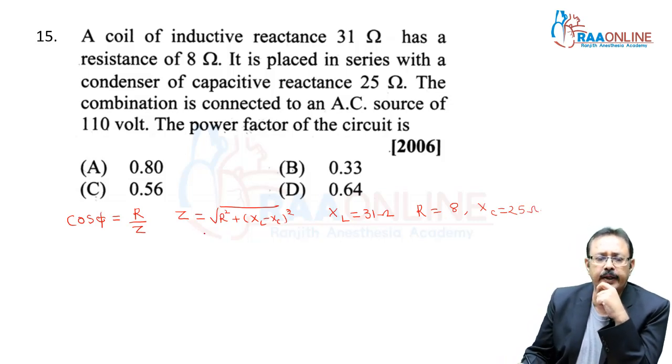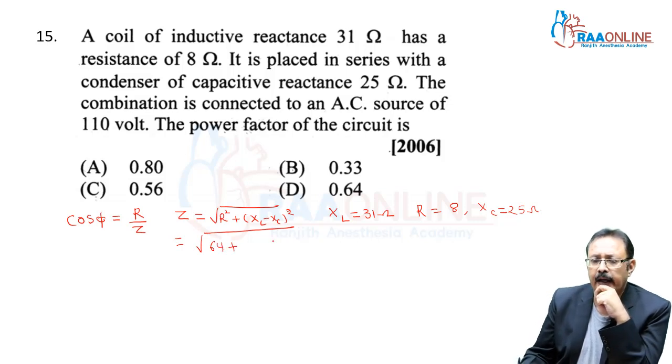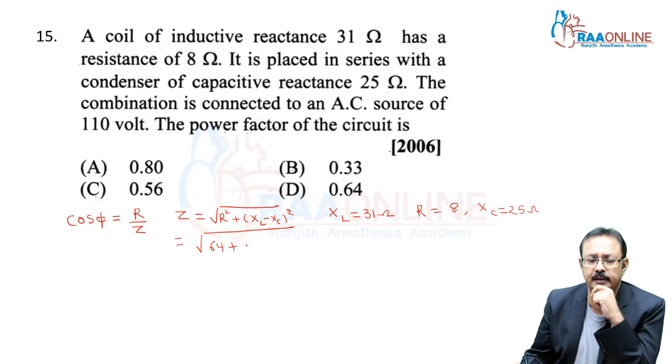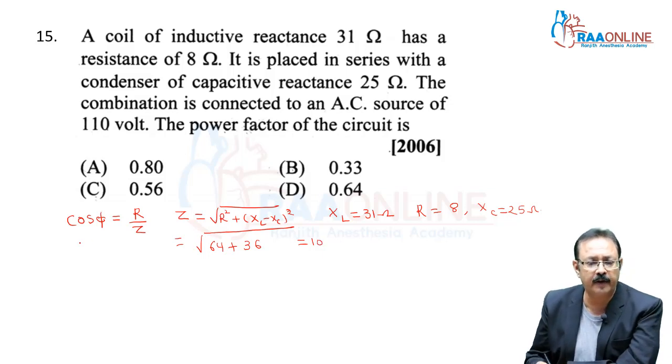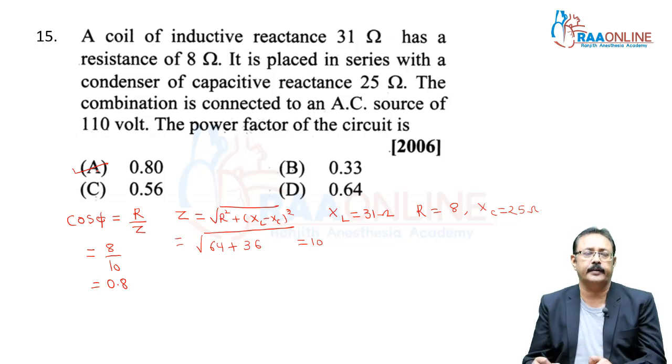So we can calculate Z. What is the value of Z? Root of 8 square, means 64, plus XL minus XC, 6 square is 36. So Z we are getting 10. So what is power factor? R by Z, 8 by 10, means 0.8. Power factor is 0.8. So we are going with option A.